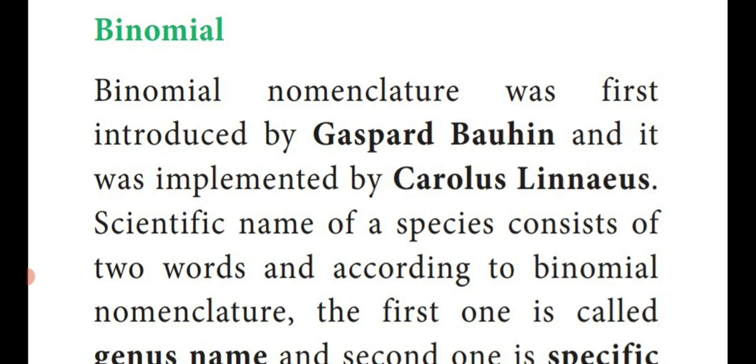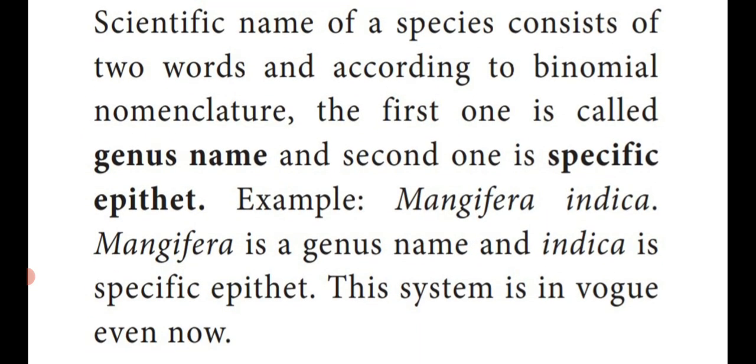Next one, binomial nomenclature. This was first introduced by Gaspard Bauhin, and it was implemented by Carolus Linnaeus. This is another important question. If they ask who introduced it, the answer is Gaspard Bauhin. Implemented means Carolus Linnaeus. Each and every species consists of two words according to binomial nomenclature. The first word is known as genus and the second one is the specific epithet or species name. For example, Mangifera indica is the binomial name of mango. Mangifera is the genus name and indica is the specific epithet or species name.